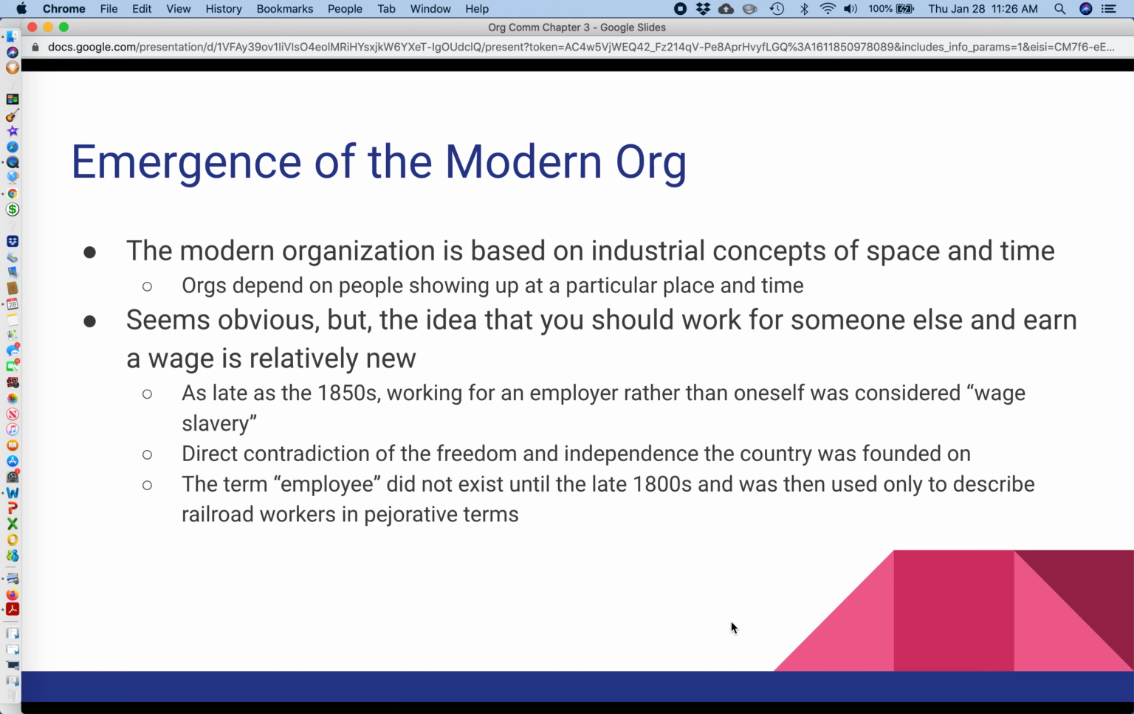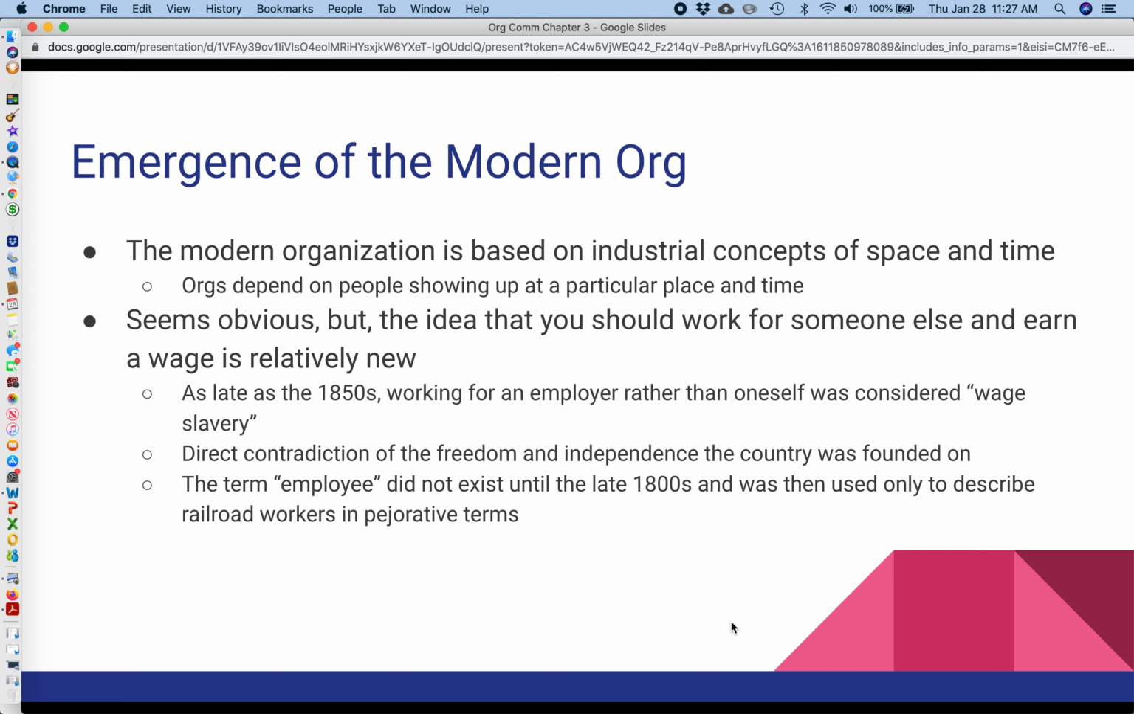So when we think about the organization, we have to realize that it is, relatively speaking, a new phenomenon. And the modern iteration of the organization is based largely on industrial concepts of space and time. Now, it seems obvious, right? But organizations, as we understand them, depend on people showing up at a particular place and time. Nowadays, we're doing a lot of that online, obviously, like we're doing with this short lecture. But ultimately, the organization needs people to show up at the same place and the same time.